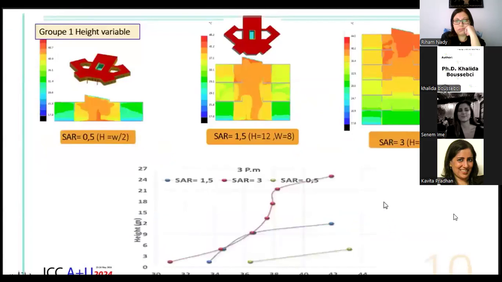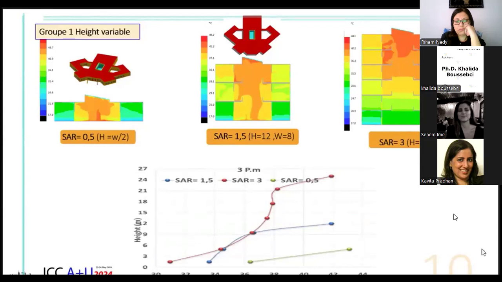Some results: the atrium is simulated for one chosen time of the day, 3 p.m., the most critical occupancy and solar penetration hour of the day. The analysis of thermal gradients of temperatures in relation to height between the 3 cases of SAR shows us that the degree of heating, which is due to penetrating solar radiation, varies according to the different SARs of the atrium.